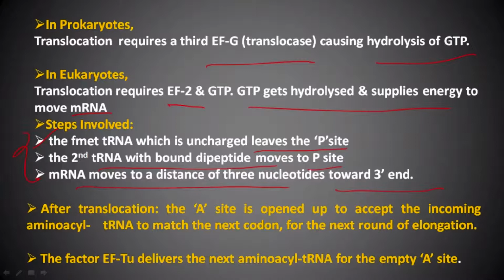And after translocation, the A site is opened up to accept the incoming aminoacyl tRNA, which matches the next codon of the mRNA. And this elongation factor TU, in the case of prokaryotes, delivers the next aminoacyl tRNA to the empty A site.